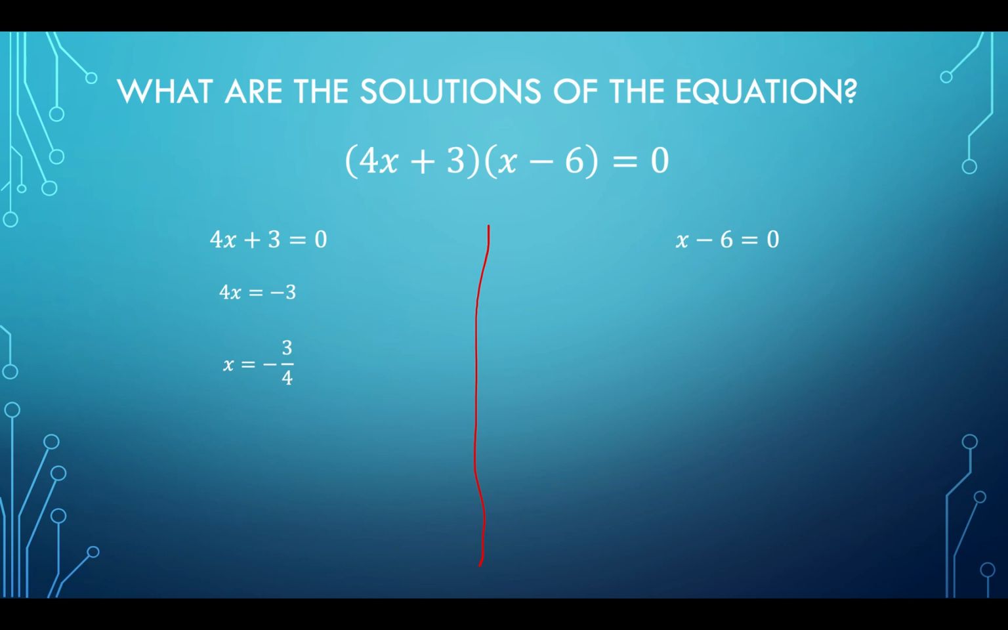And then our second equation is x minus 6 is equal to 0. So we're going to solve for x. Since it's minus 6, to get x all by itself, we have to do what? We have to add 6 to both sides. When we go ahead and do that, our final answer is x is equal to 6. So here our two answers are x is equal to negative 3/4 and x is equal to 6.